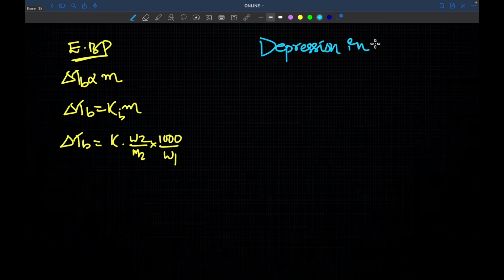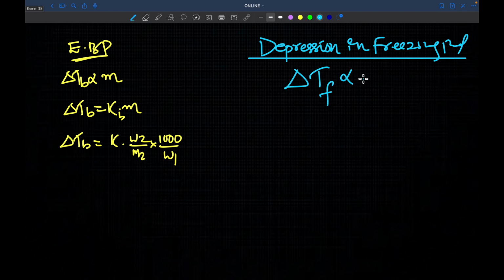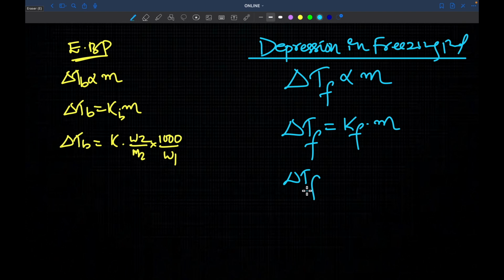Depression in freezing point. So this is also the same, the formula is again the same, just we change this subscript, that's all. So here what do we write? Delta TF is directly proportional to molality. So this delta TF represents depression in freezing point. So delta TF equals KF into molality, which is also a constant. And again you can write the formula for this, that is delta TF equals KF into molality, and the formula can be written as weight by molar mass times 1000 by W1.